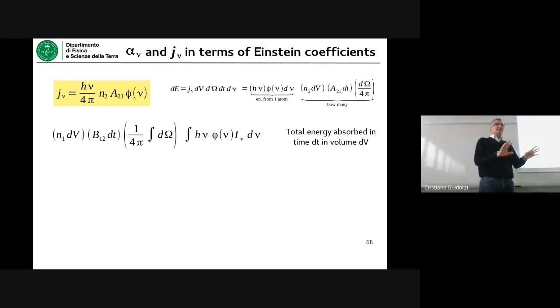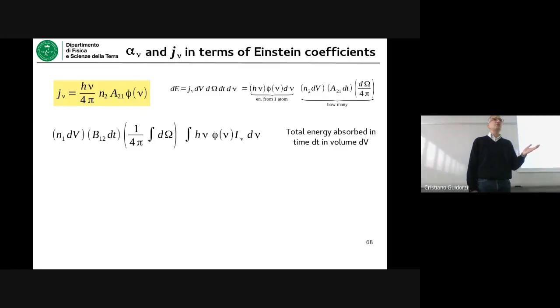Again, let's follow the same kind of reasoning now for the absorption case. In particular, let's focus just on the absorption, not stimulated emission. If you remember, B12 J nu is the probability per unit time for a single atom. Again, let's consider the total energy emitted within a time interval dt within a volume dV. So first of all, let's count all the atoms available in volume dV.